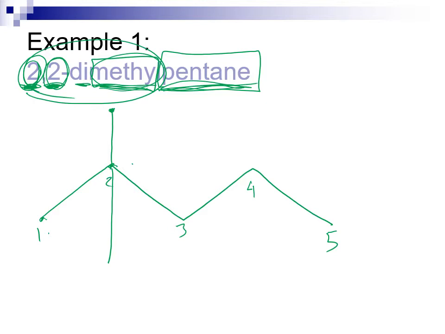On the second carbon, they do mention the number twice, once for each of the branches. We mention the number that it is on, even if it is the same number. We would say 2,2-dimethyl to say that on carbon number 2, there are 2 methyl branches.